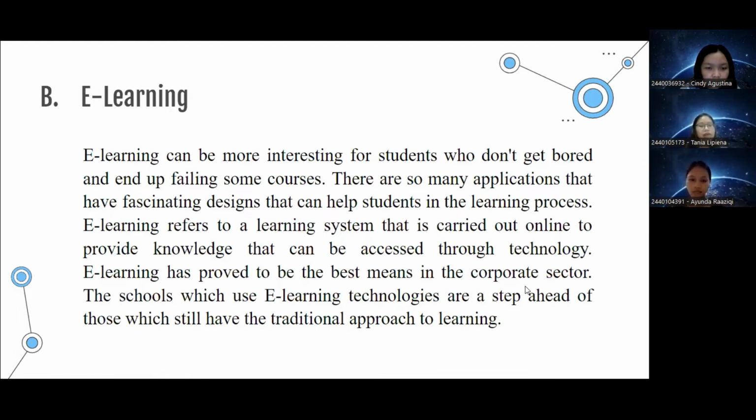E-learning. E-learning can be more interesting for students who don't get bored and end up failing some courses. There are so many applications that have fascinating designs that can help students in the learning process. E-learning refers to a learning system that is carried out online to provide knowledge that can be accessed through technology. E-learning has proved to be the best means in the corporate sector. The schools which use e-learning technologies are a step ahead of those which still have the traditional approach to learning.